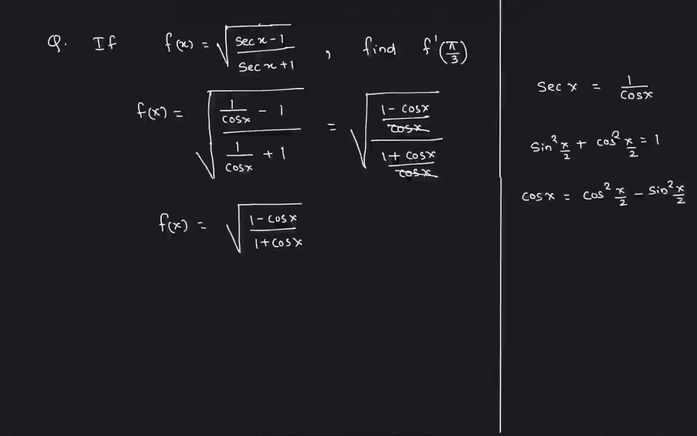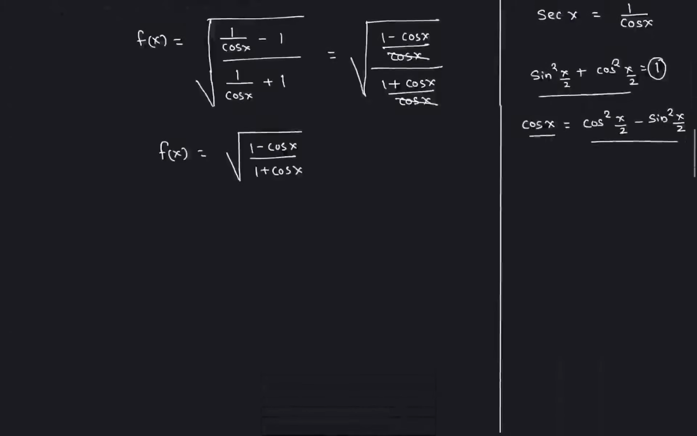Okay, so what we will do now in the next step is wherever we have 1, we will substitute it using sin square x over 2 plus cos square x over 2, and wherever we have cos x, it will be represented by cos square x over 2 minus sin square x over 2. So this will help you in removing the square root.